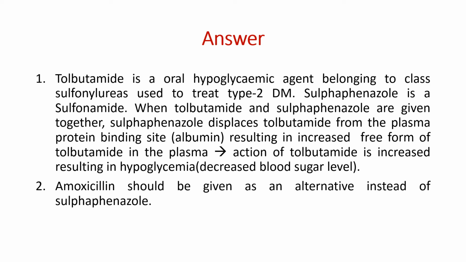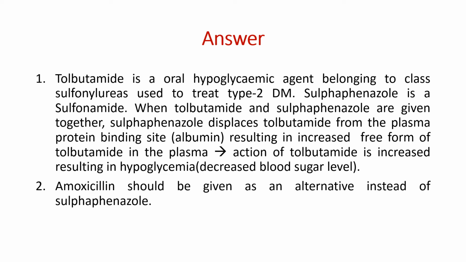It is an oral hypoglycemic agent belonging to the class sulfonylureas used to treat type 2 diabetes mellitus. Sulfaconazole is a sulfonamide. When tolbutamide and sulfaconazole are given together, that is sulfonylureas and sulfonamides are given together, sulfaconazole displaces tolbutamide from the plasma protein binding site, resulting in increasing free form of tolbutamide in the plasma.